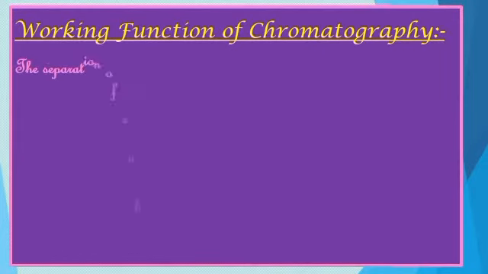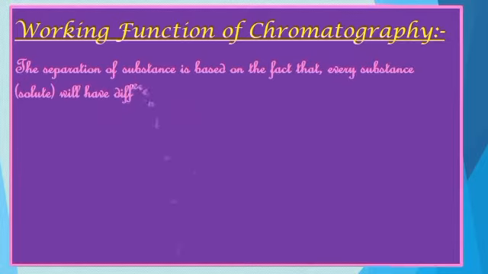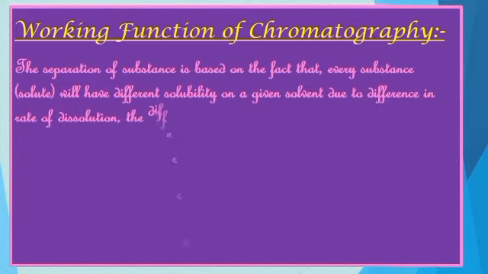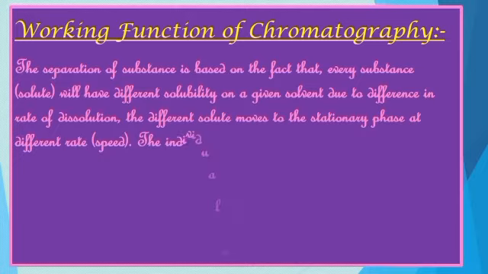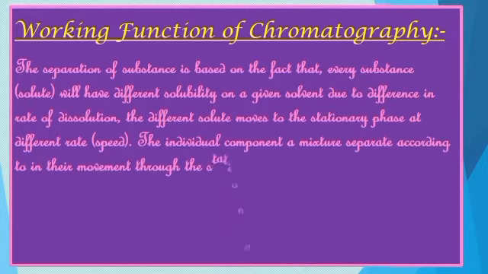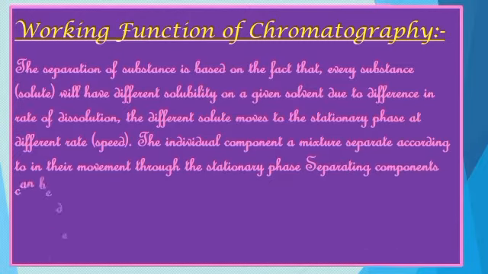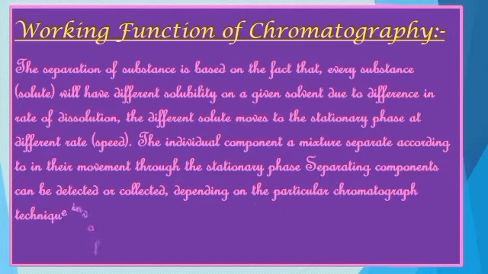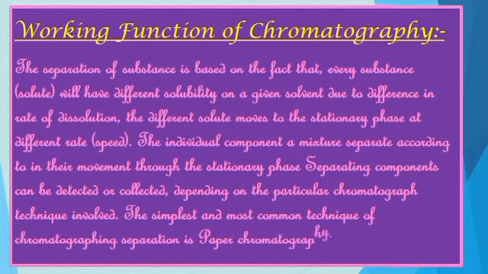Working function of chromatography. The separation of substance is based on the fact that every substance, solute, will have different solubility in a given solvent due to difference in rate of dissolution. The different solute moves to the stationary phase at different rate, speed. The individual components of the mixture separate according to their movement through the stationary phase. Separating components can be detected or collected, depending on the particular chromatograph technique involved. The simplest and most common technique of chromatographic separation is paper chromatography.